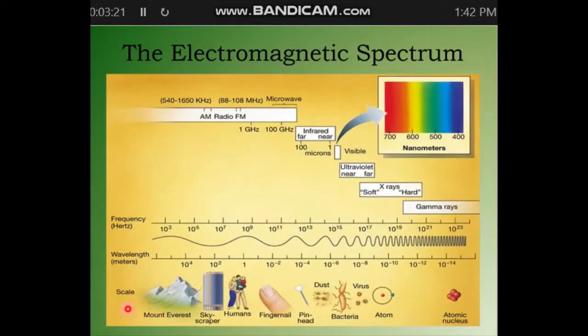The electromagnetic spectrum covers electromagnetic waves with frequencies ranging from 1 Hz to 10^20 to 10^23 Hz, and wavelengths corresponding to thousands of kilometers to a fraction of the size of an atomic nucleus.